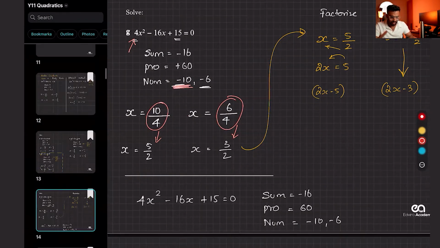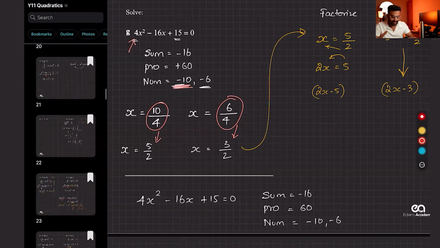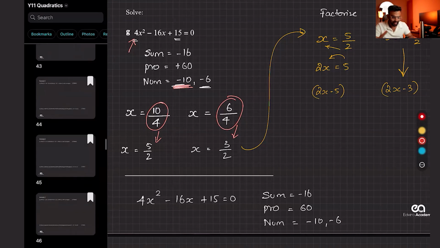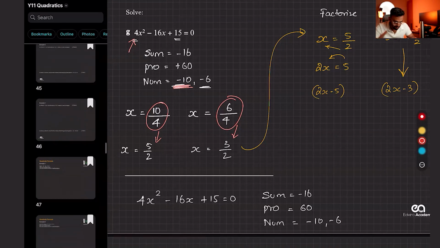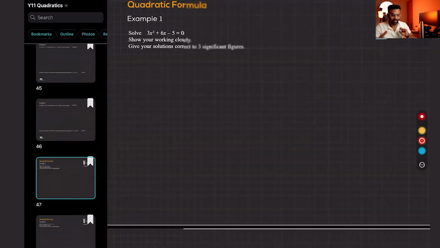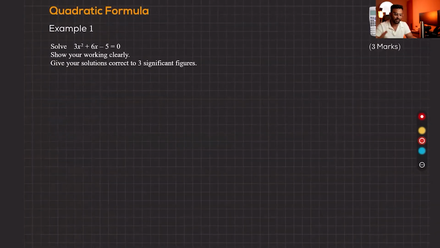It is sorted now. So that was the basics of quadratics. Now, we did completing the square. What I want to take you through now is this one, and then we're done with the quadratic formula.